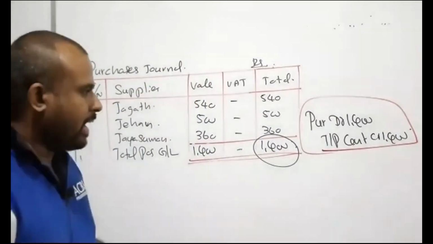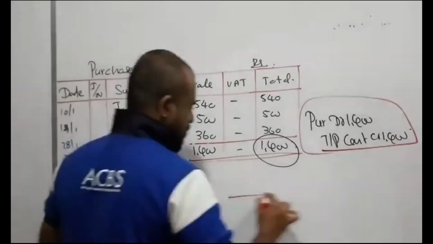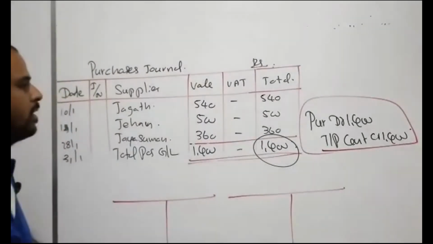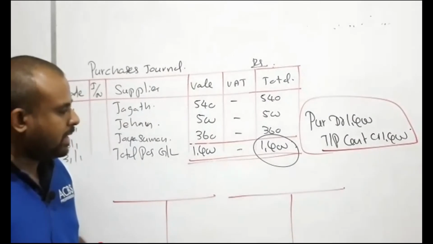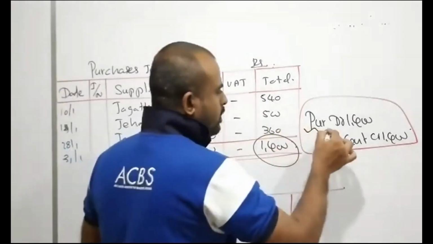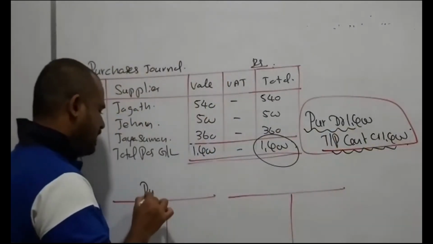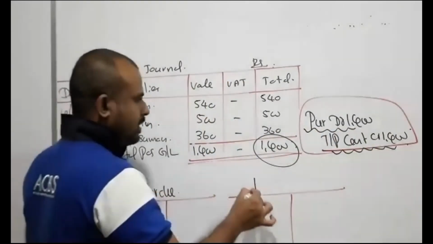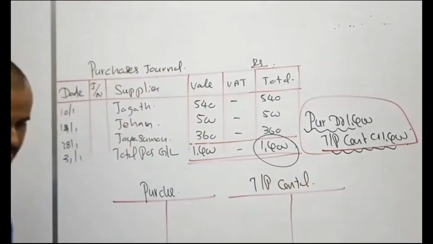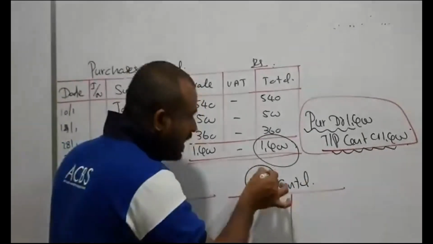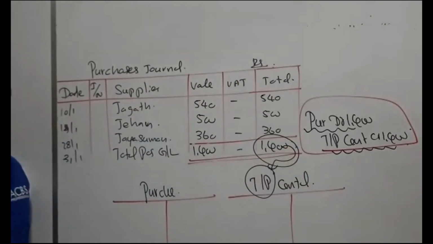Hope you can understand. Tell me, what are the two ledger accounts you need when you are copying the purchases journal to the ledger? One is the purchases account, the other one is the trade payable account. They are called trade payables because this was created due to the credit purchases.